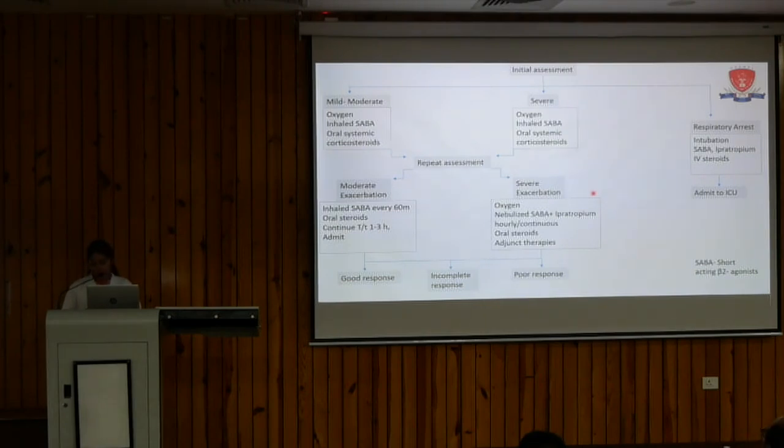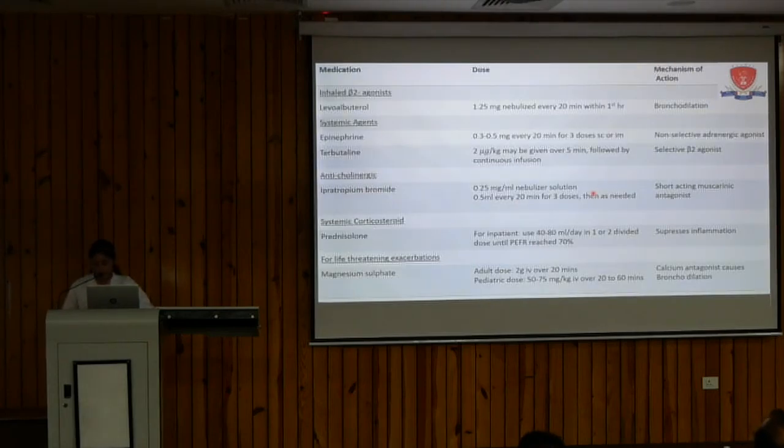Severe exacerbation is treated by oxygen, nebulized SABA plus ipratropium, corticosteroids, and adjunct therapies. Response to treatment may be good, incomplete, or poor. Incomplete or poor response may lead to respiratory arrest, in which 100% oxygen is used for intubation and mechanical ventilation, along with IV corticosteroids, SABA, and ipratropium bromide, followed by admission to ICU.